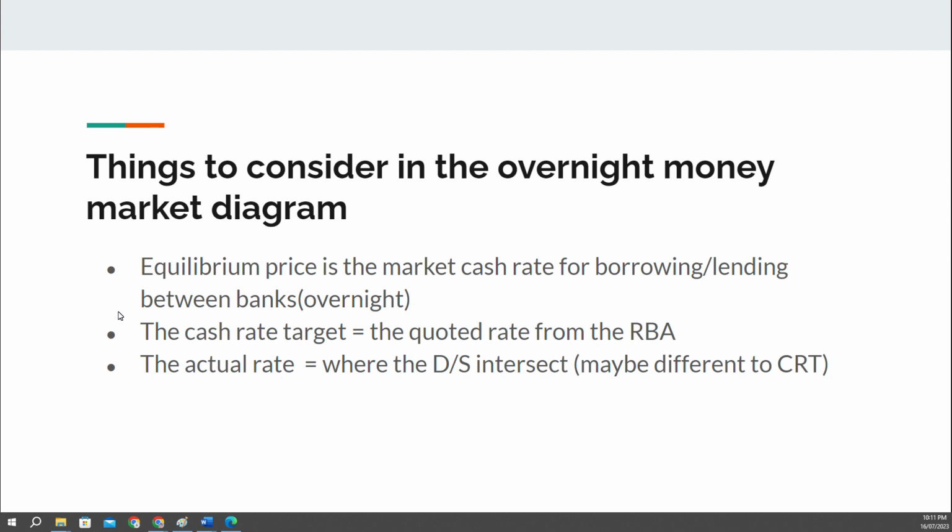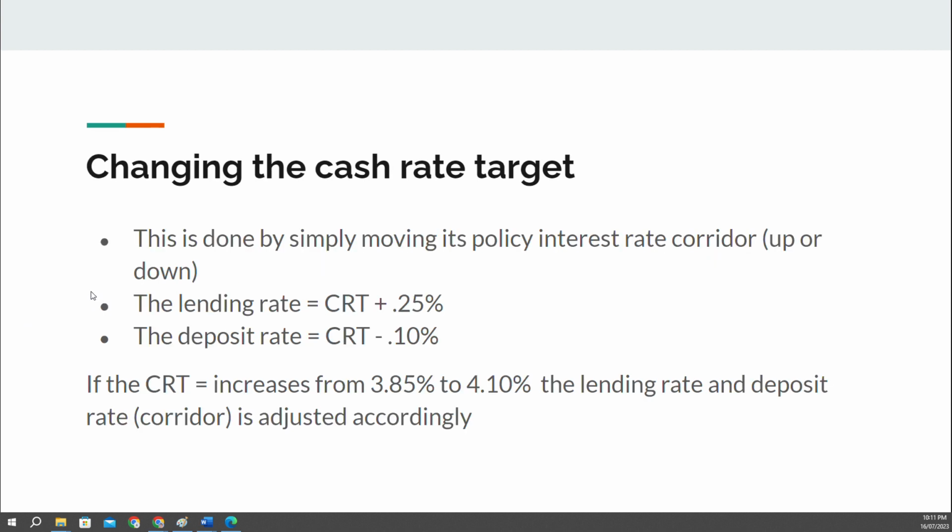So how does the RBA actually change their cash rate target? If they wanted to increase the cash rate target from 3.85% to 4.1%, remember, they would do this because they'd want banks to then pass this increased cost onto their customers in the form of a higher interest rate on car loans, home loans, credit cards, or a higher savings rate if you put money in the bank.